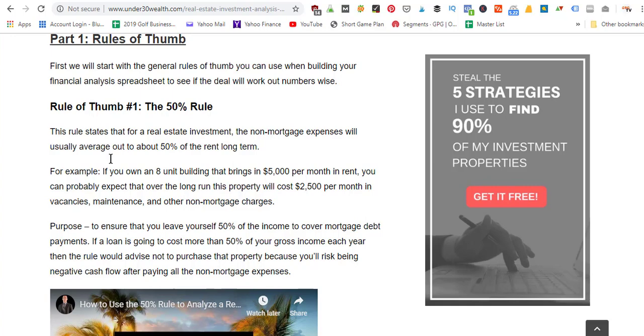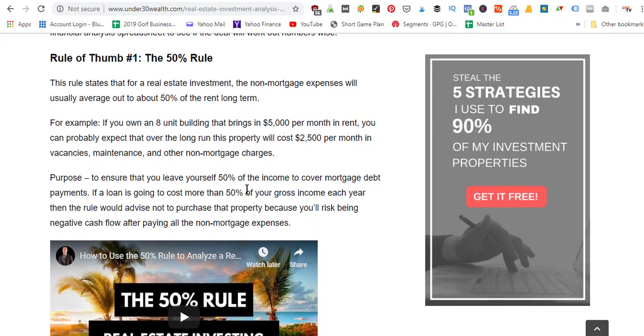So the rule states that for a real estate investment, you want the non-mortgage expenses to average about 50% of the rent long term. So when you're analyzing all the different expenses going out of a property, you can expect it's going to be about 50% of the rental income. That's going to tell you that you're going to have about 50% left, which is then going to be used to cover your mortgage payment.